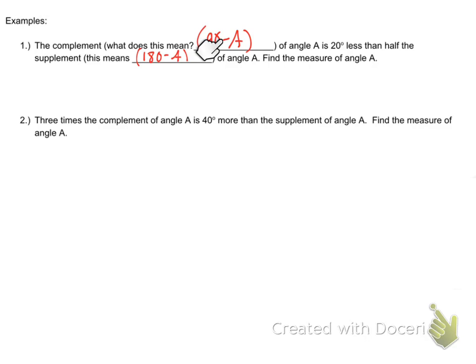Remember that when we're talking about a complementary angle, it's 90 minus A. So if we're asking what's the complement of A, it's 90 minus A. If I'm talking about the complement of angle B, it's 90 minus B. The supplement is 180 minus A. So we got that far yesterday, or last time we met. And so today we need to actually write the equation so we can find what A is.